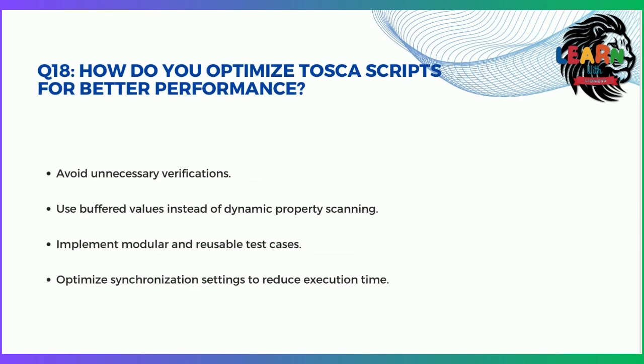Q18. How do you optimize Tosca scripts for better performance? Answer. 1. Avoid unnecessary verifications. 2. Use buffered values instead of dynamic property scanning. 3. Implement modular and reusable test cases. 4. Optimize synchronization settings to reduce execution time.